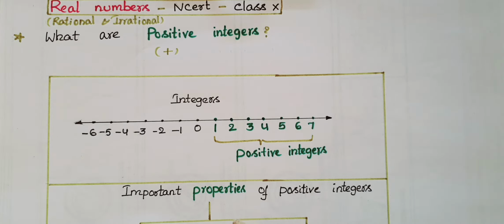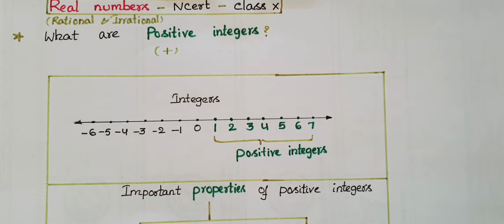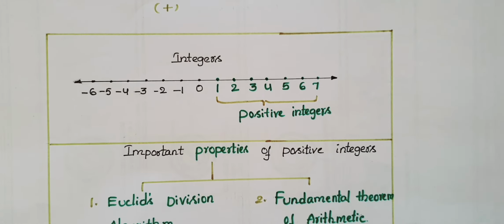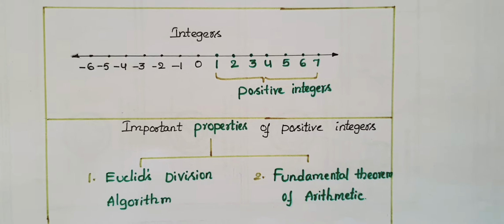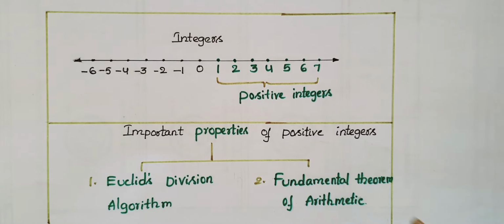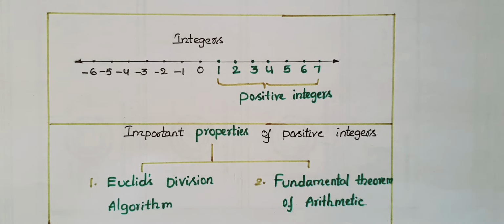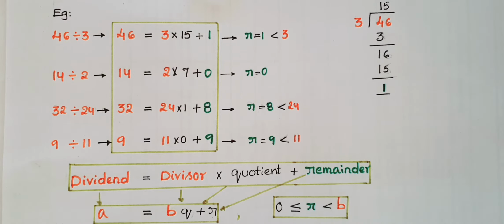And in this chapter, we will learn two important properties of positive integers. Those are, first one is Euclid's division algorithm and second one is fundamental theorem of arithmetic. Now we will learn about Euclid's division lemma.